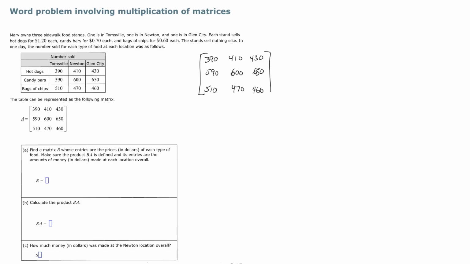So I'm just rewriting matrix A, and we need a matrix B in front of it. And remember, when we do B times A, we need to make sure that for the multiplication to be defined, the number of columns in matrix B will also have to be 3. It makes sense to make sure matrix B is 1 by 3.